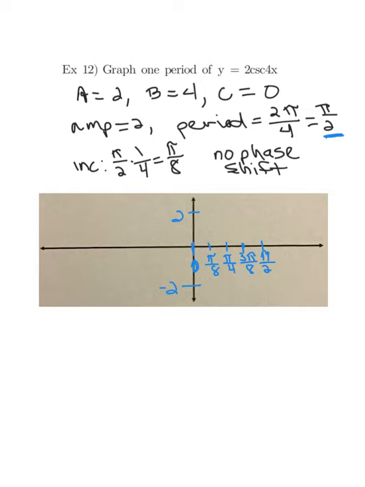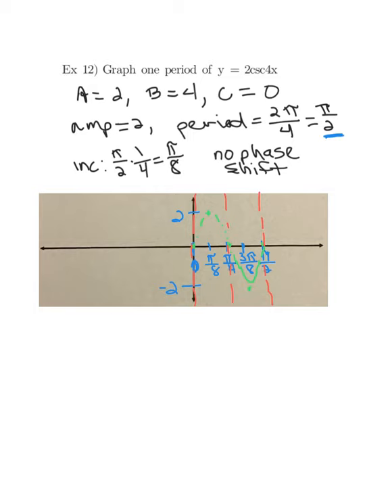Since this is a cosecant, the initial graph we're going to sketch is the sine. So the sine's going to start at 0, go up to 2, back to 0, down to -2, back to 0. So there is the sketch of the sine function, where we have our zeros at 0, pi over 4, and pi over 2, which will all be our vertical asymptotes.